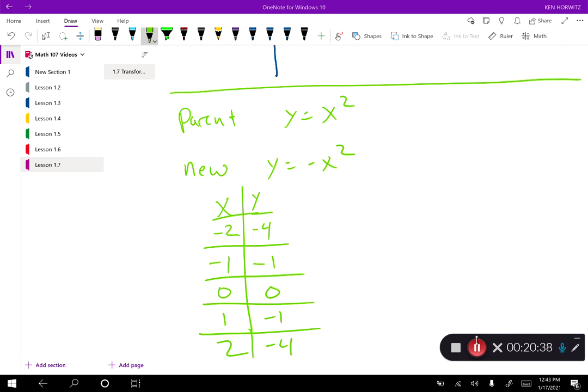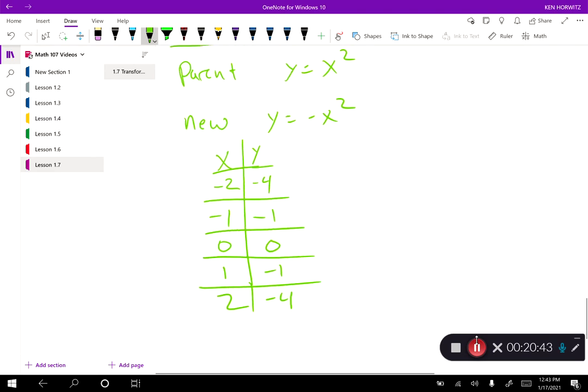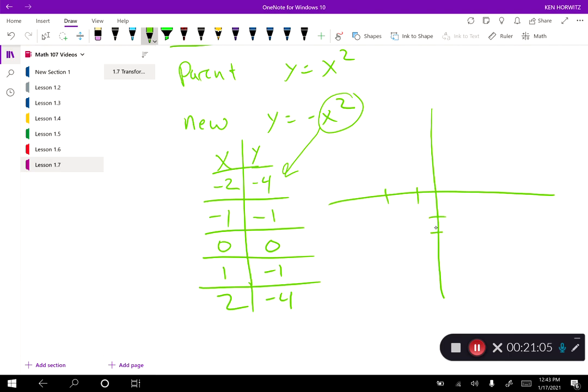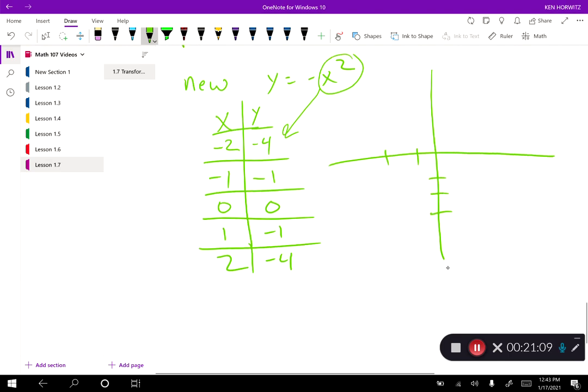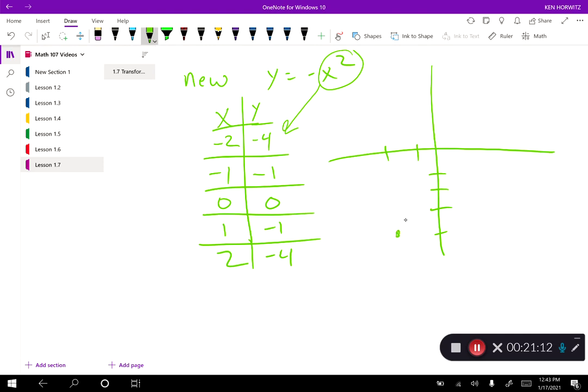All right. So why don't you compare your table with mine? And if it does not read the same, definitely check your work. Because if you take negative 2 and plug it into x squared, that's positive 4. And then multiplying times negative 1 gives you negative 4. You've got to remember those order of operations. But let's take a look at what happens on our new graph. Negative 1, 1, 0.